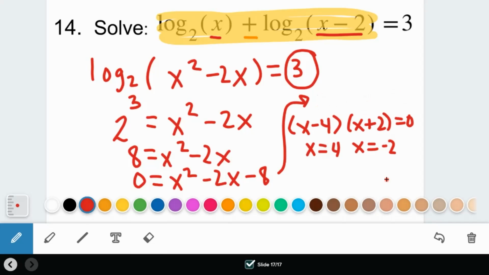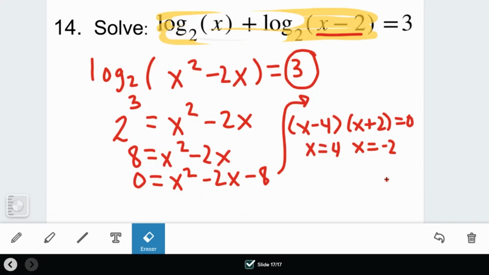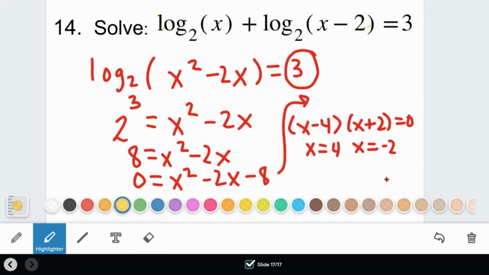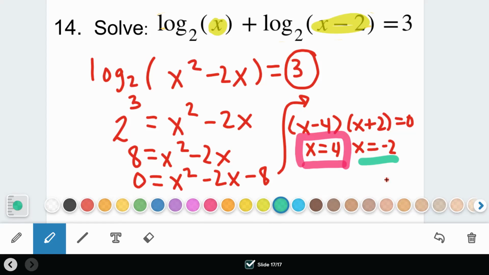And remember, we have to check back into the original problem, and I cannot be taking log of 0 or a negative number. So when I am looking here, I am looking at this x and this x minus 2. And when I put x equal 4 in, that's going to be okay. So that's going to be an answer. But when I put x equal -2 in, I'm going to be getting a negative. So that one is not going to be an answer.